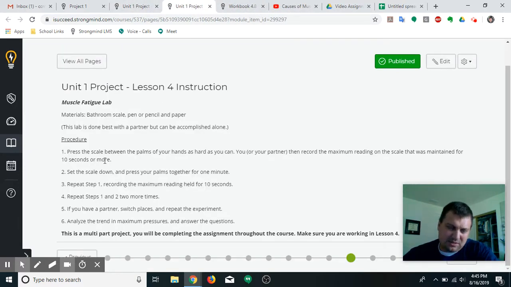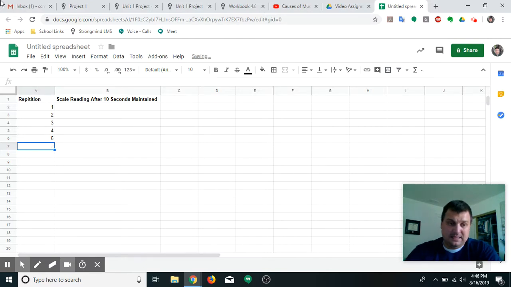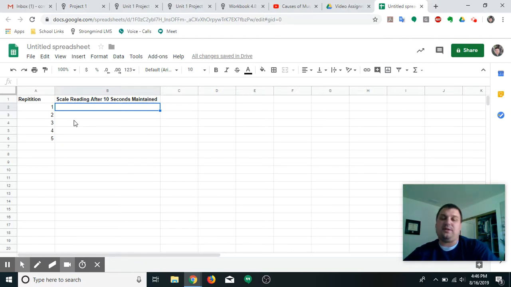All right, so here we go. I'm going to press the scale into my palms as hard as I can. I'm going to hold it there for 10 seconds, and I'm going to write that down. It says set the scale down and press your palms together for 1 minute in between, and then do it again. I'm going to do that 5 times. What I might do is pause the video after I do a couple, so you don't have to watch me go through this.